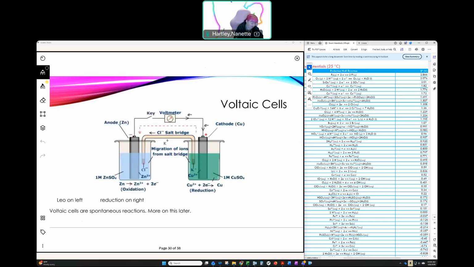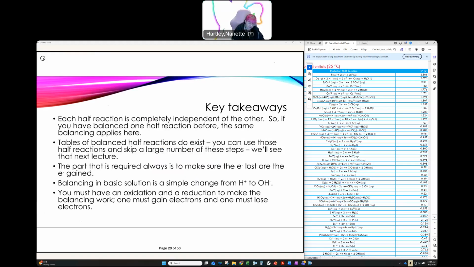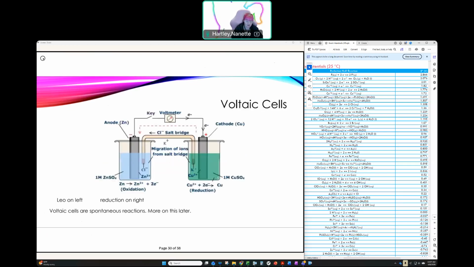Starting our conversation with voltaic cells. When we talk about voltaic cells, what we're looking at is any cell that is built as a separation of an oxidation from a reduction.